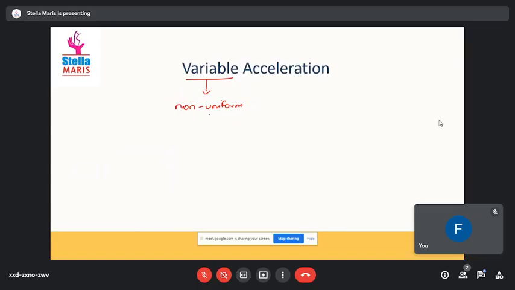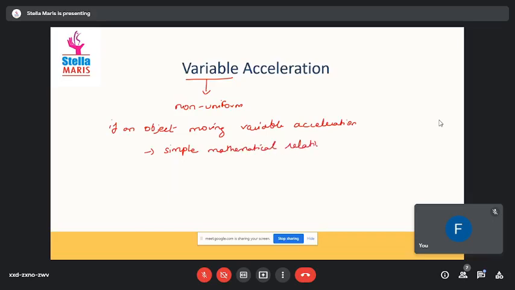Okay, and to solve problems concerning variable acceleration, that is, if an object or a body is moving with variable acceleration, how do we calculate it? Through simple mathematical relations, right? Simple mathematical relations. Okay, so what are they?